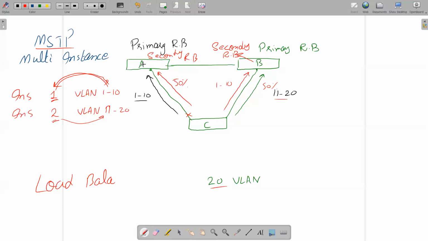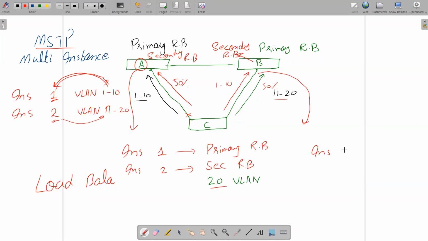And what I will do, I will change the priority of this switch. For instance 1, I will set this switch as a primary root bridge, and for instance 2, I will set it as secondary root bridge. And over here, I will call instance 2 and set primary root bridge for instance 2, and I will call instance 1 and set this switch as a secondary root bridge.